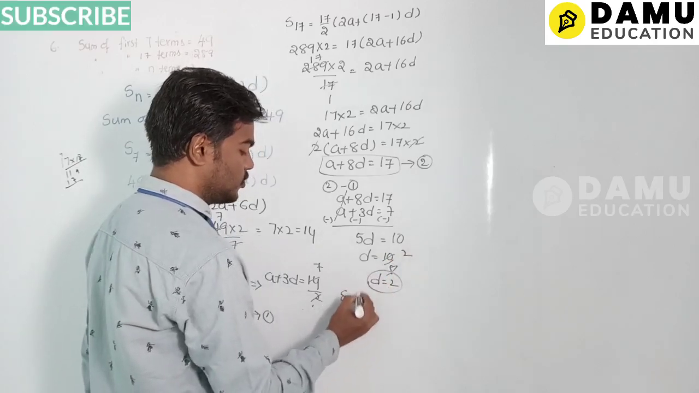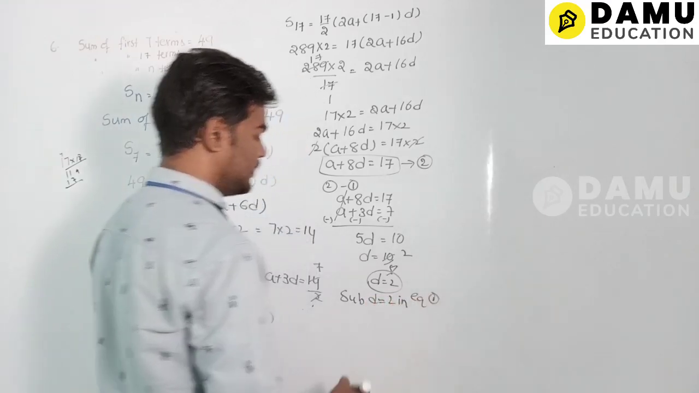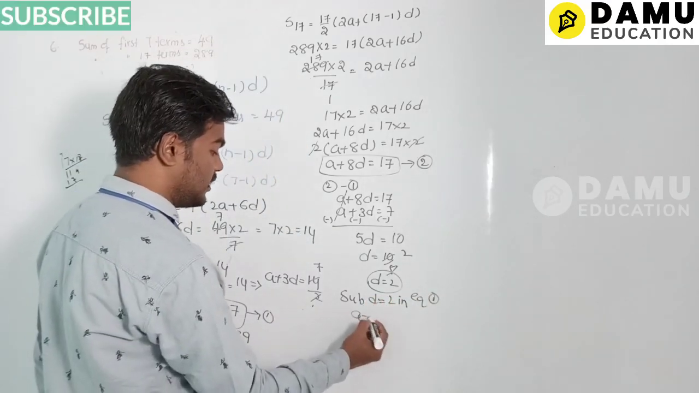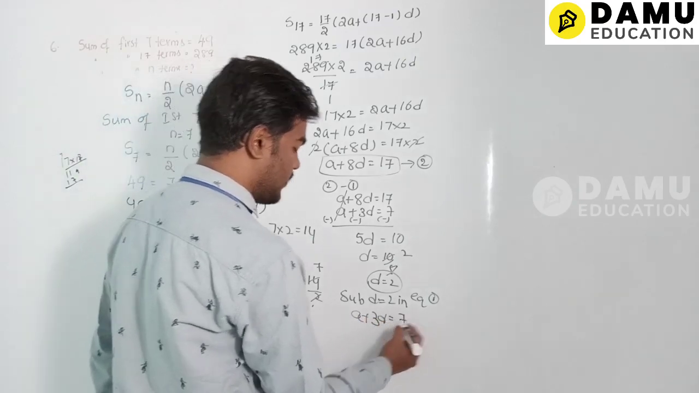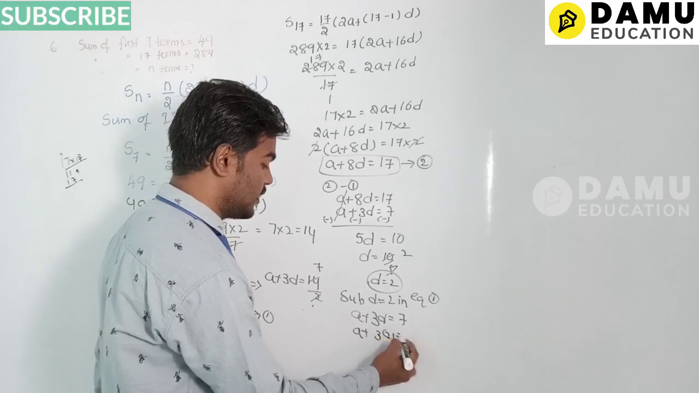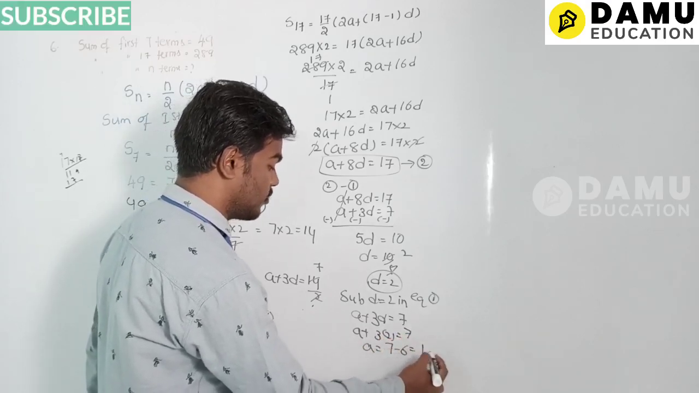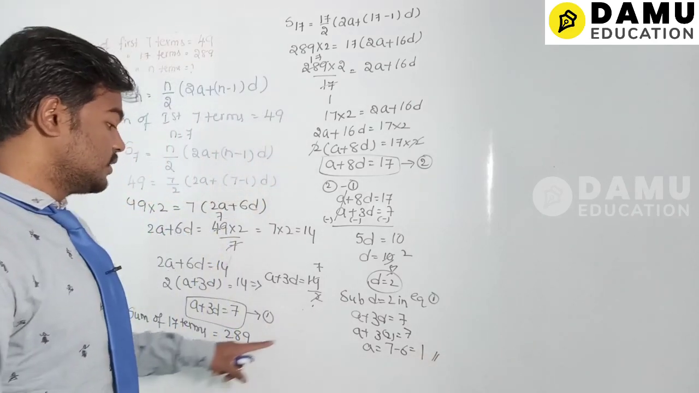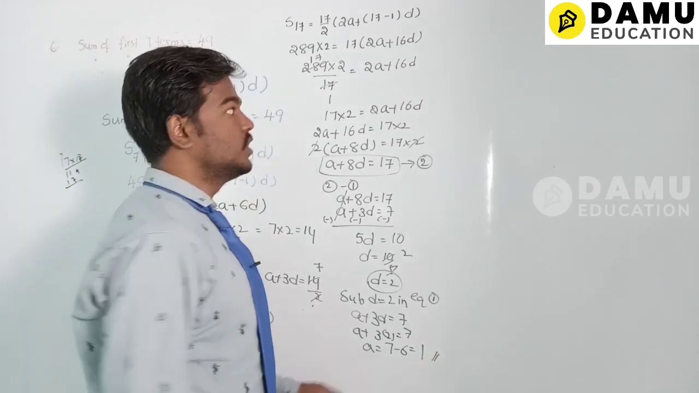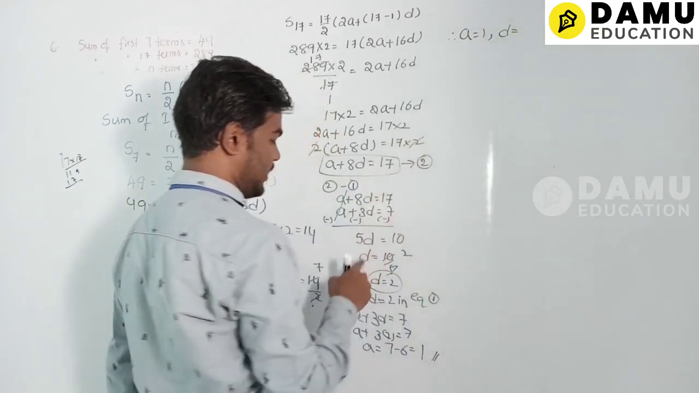So let's substitute d equal to 2 in equation 1. Equation 1 is a plus 3d will be equal to 7. Then a plus 3 into d, that is 3 twos are 6. So a will be equal to 7 minus 6, which is equal to 1. Therefore, a will be equal to 1 and the common difference is 2.